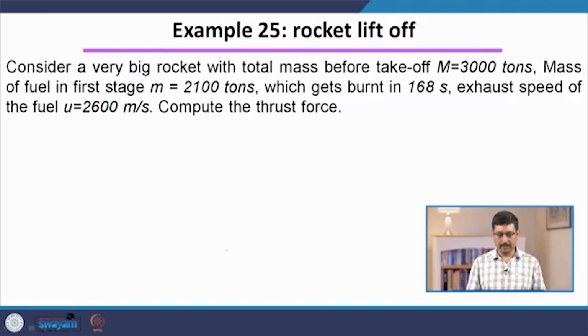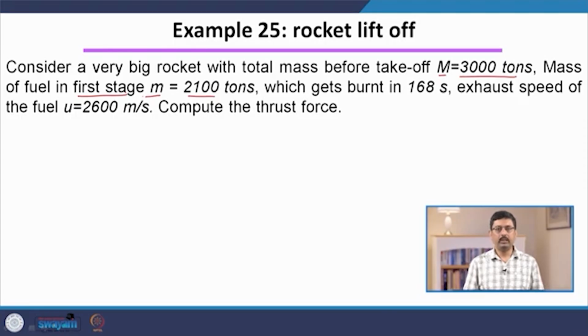So, let us take a numerical example to get a feel for the numbers. This is about a very big rocket, and let us say that the total mass before takeoff is m equal to 3000 tons. This is one of the biggest rockets that was ever built. Now, the mass of the fuel in the first stage is 2100 tons. Note two things about this. First, note this word first stage.